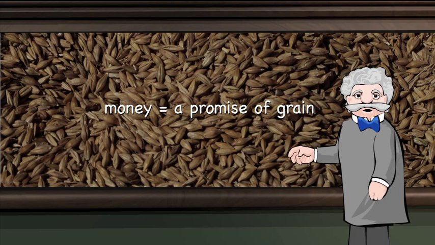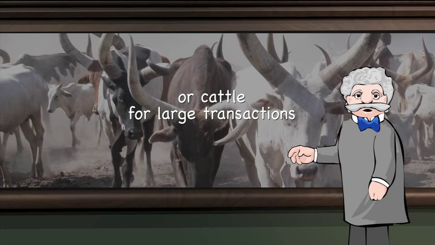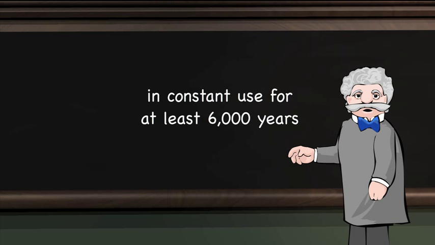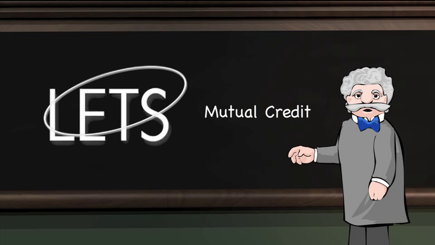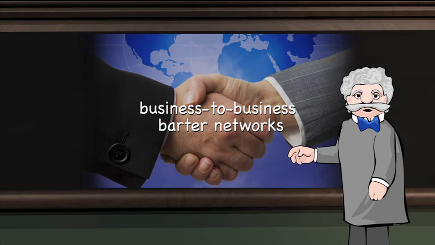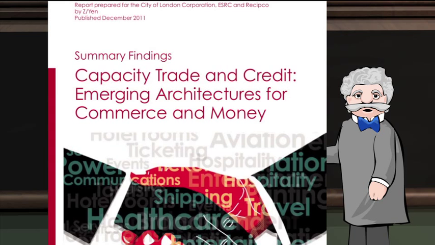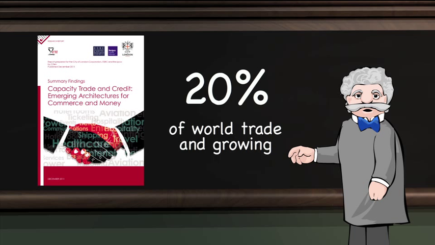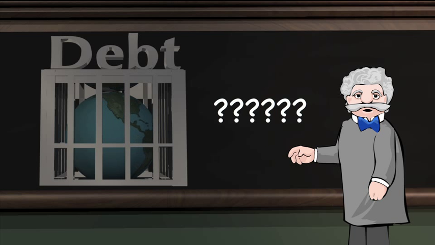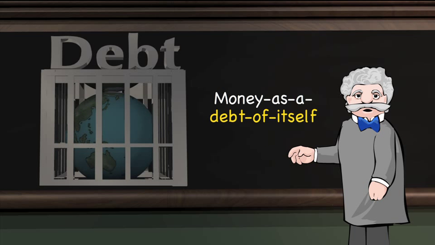Historically, this concept of money preceded the invention of coins and has been in constant use since at least the invention of numbers and writing. It is currently in use in customer reward programs like air miles, mutual credit alternative currencies like the LET system, and is expanding rapidly in global business-to-business barter networks. You might be surprised to know that right now, trade and producer credits reportedly account for at least 20% of world trade. How can we escape the current unsound money as a debt of itself system?